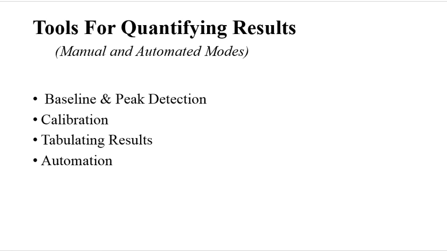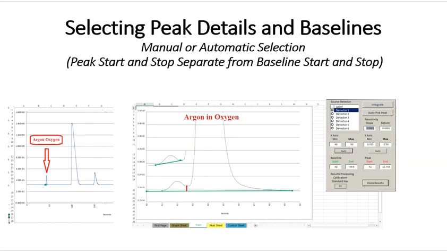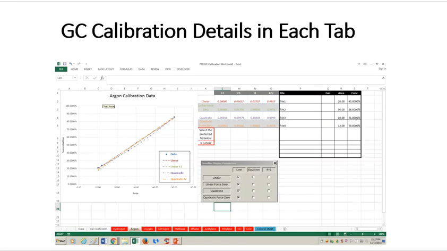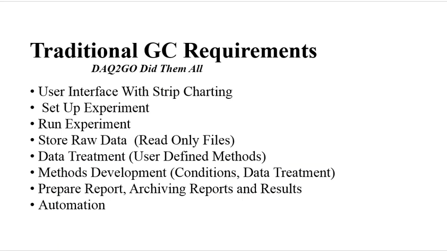There's also things like baseline changing and peak detection and calibration and all that, and here are some of the features it can do. Here's the calibration tool, but you can see all of that extra stuff on the website at DAQ2GO. These are the requirements, and it met all the requirements at once. There's the site.